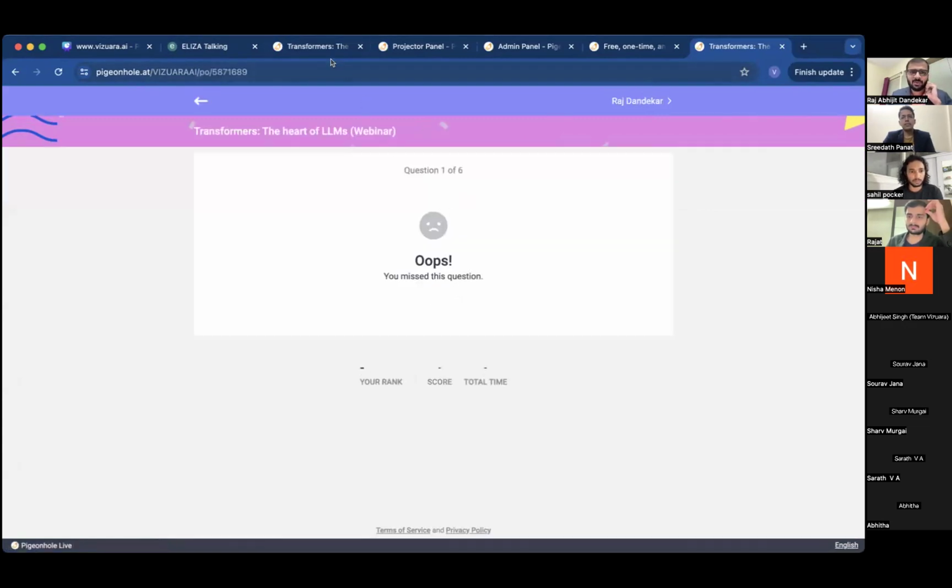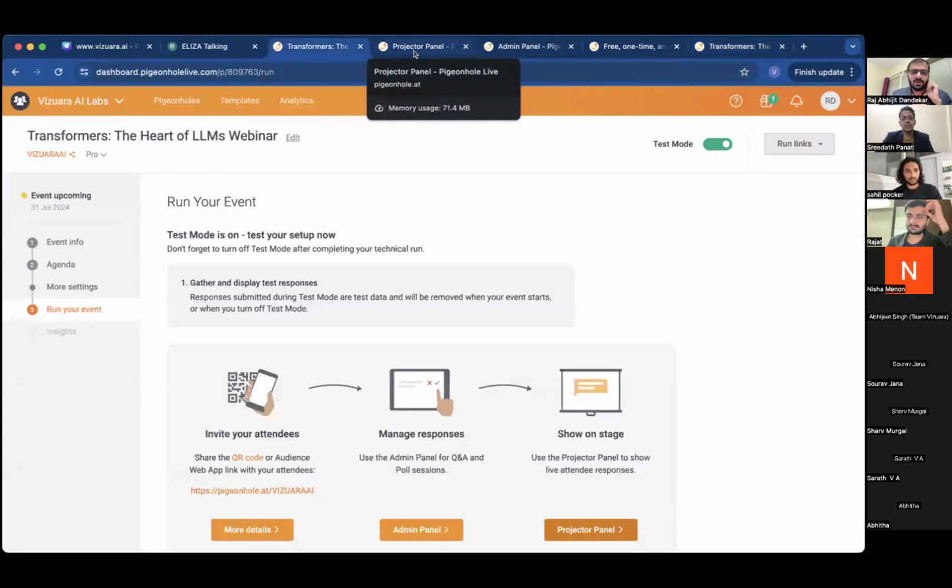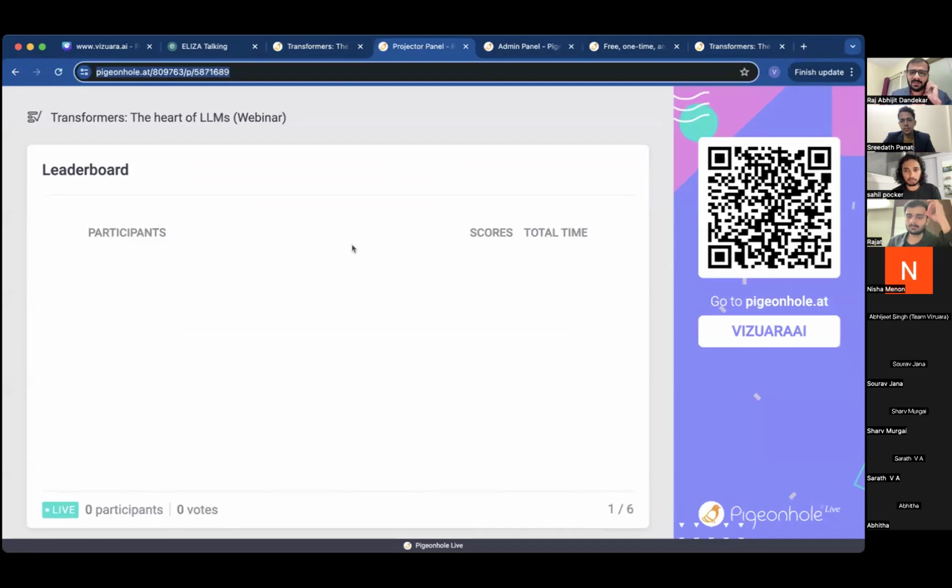I don't know why this is showing for me, but hopefully for you, the first question is visible right now. Can any one of you confirm if the question is visible for you? I think the question should be something related to Transformers. For some people it's visible, for some it's showing missed the question.